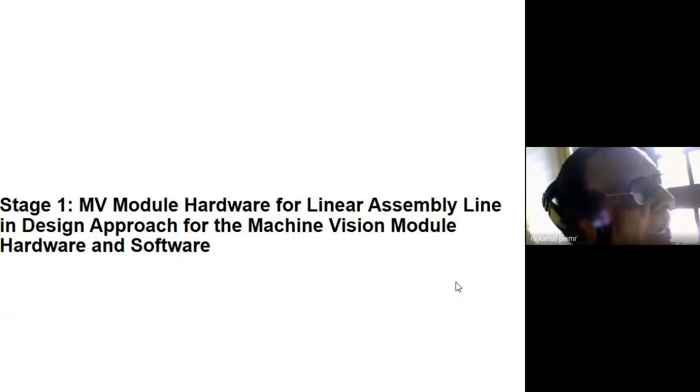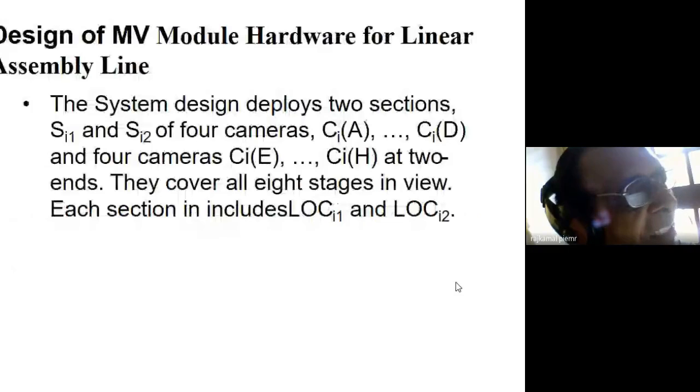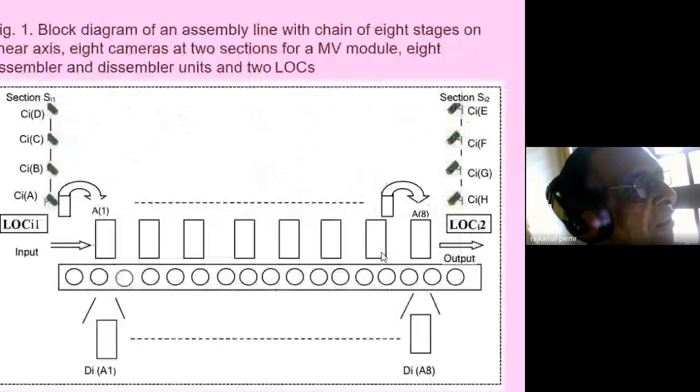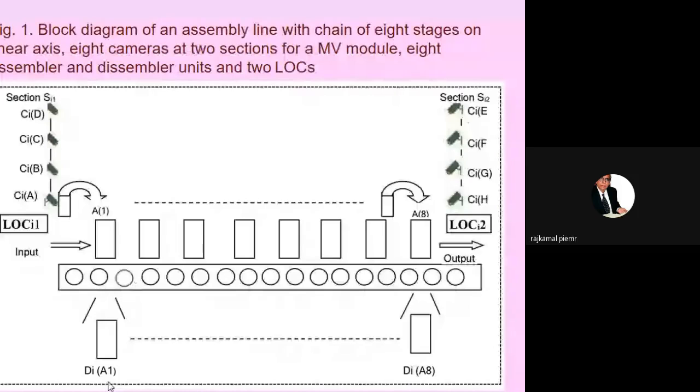Similarly, the machine vision module at stage 1, in a linear assembly line, consists of say 2 sections and 4 cameras. I will show you the diagram. Now you see that the stages A1 to A8 are the assembling stages. These are the assembly tables. And this is the disassembler. Disassembler means that it removes the part if it is defective or some action is happening.